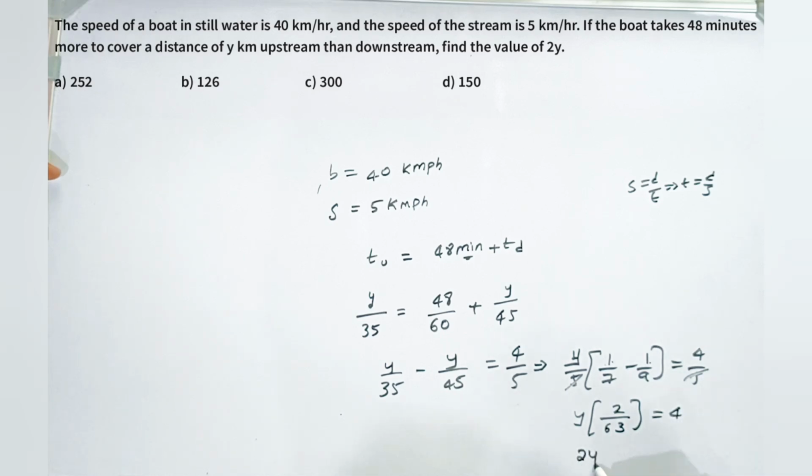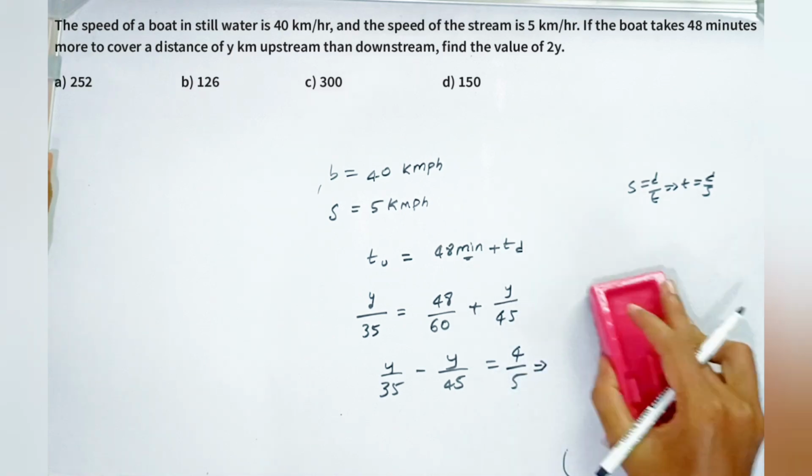And here 2y is equal to 4 into 63, which is nothing but 240 plus 4 threes is 12, 252. In the question it is given that we have to calculate 2y. So 2y is nothing but 252. The answer is 252.